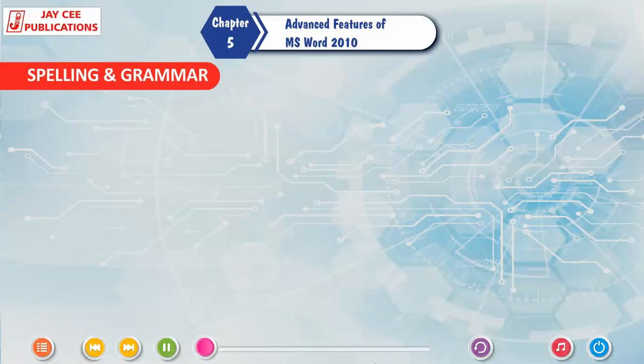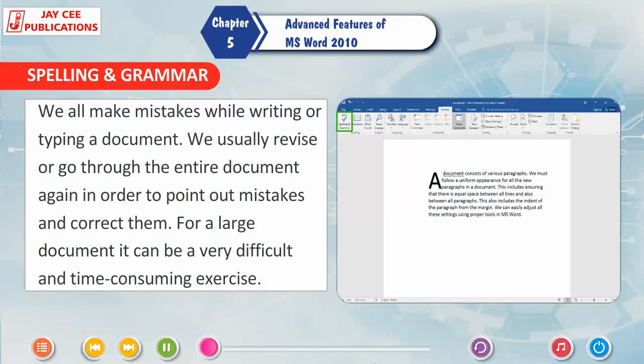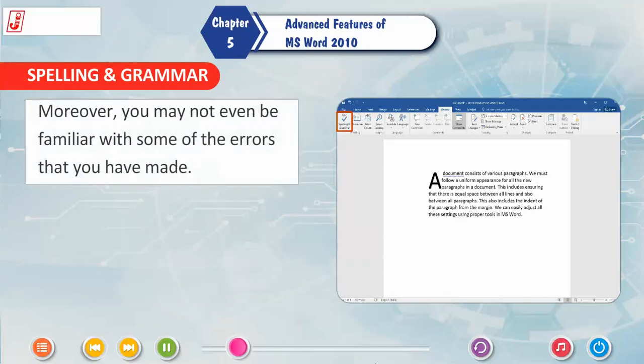Spelling and grammar. We all make mistakes while writing or typing a document. We usually revise or go through the entire document again in order to point out mistakes and correct them. For a large document, it can be a very difficult and time-consuming exercise. You may not even be familiar with some of the errors that you have made.